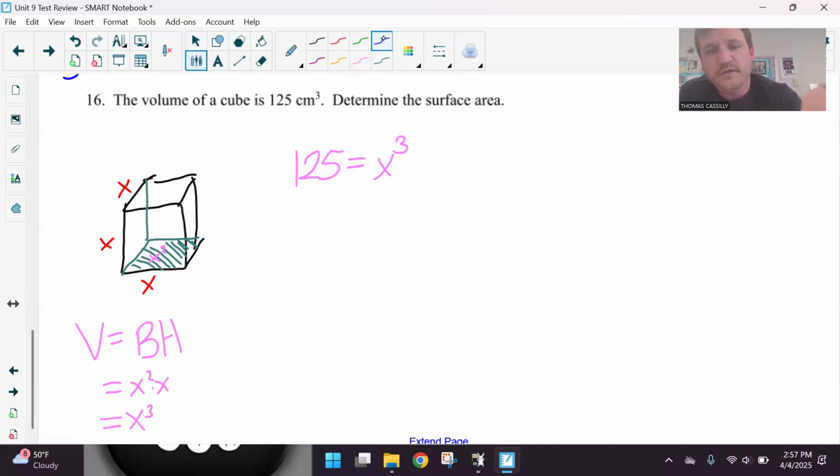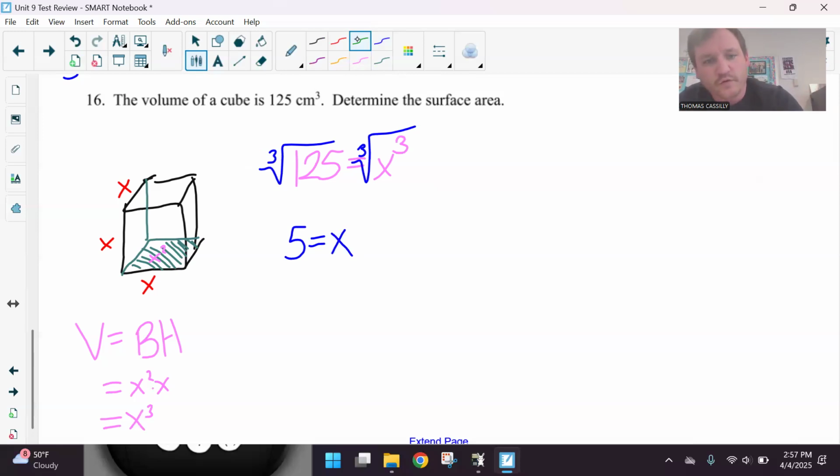All right, and we've talked about this in class. This is the first time we've talked about a cube root, right? But if you want to undo a square, you use a square root. If you want to undo a cube, use a cube root. All right, so the cube root of 125, we're going to think what times what times what makes 125, and in this case, it's 5. 5 equals x. All right, but we're not done. That is the side length. We want the surface area.